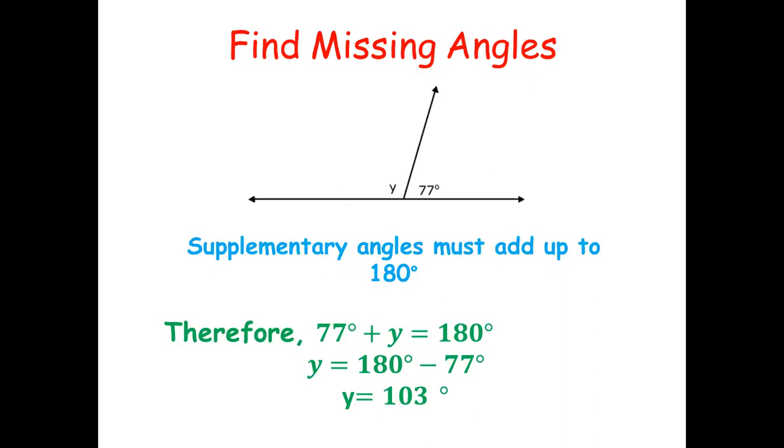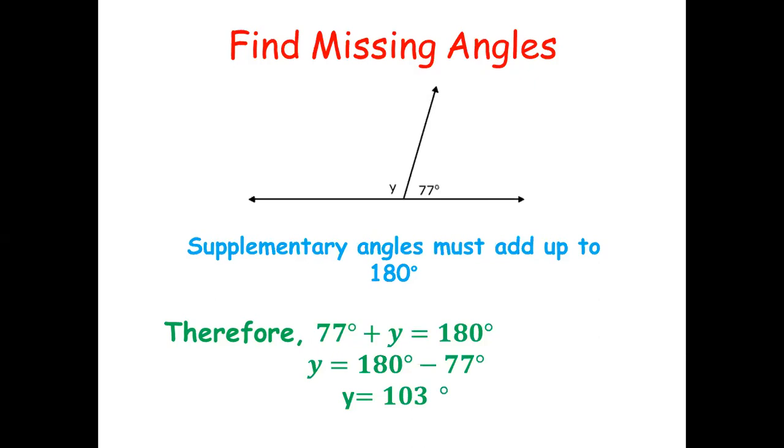Now, supplementary means they add up to 180. Here they have given one of the angles for you. So one angle is 77, and you need to find the remaining angle. The rule remains the same, except because it's supplementary, it adds up to 180. So 77 plus y should give you 180. y is equal to 180 minus 77, because we need to move the 77 to the other side. So when you subtract, you will get that y is equal to 103. So this is how you find missing angles of supplementary and complementary.